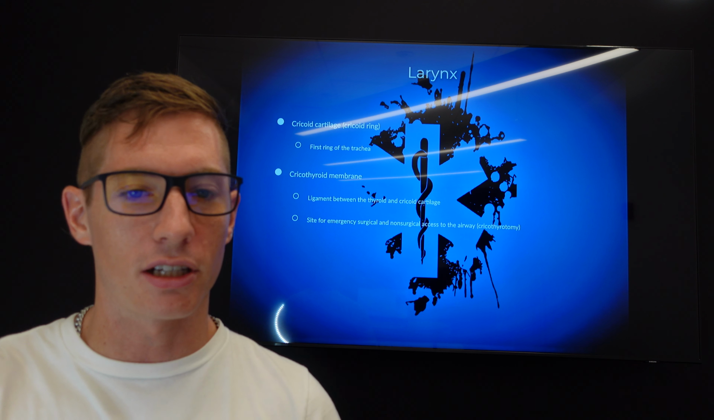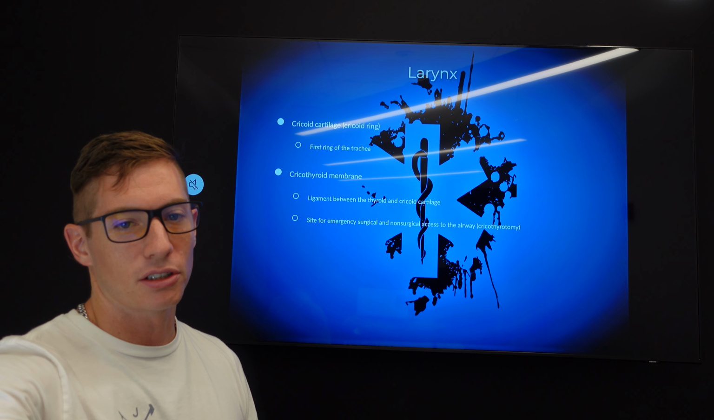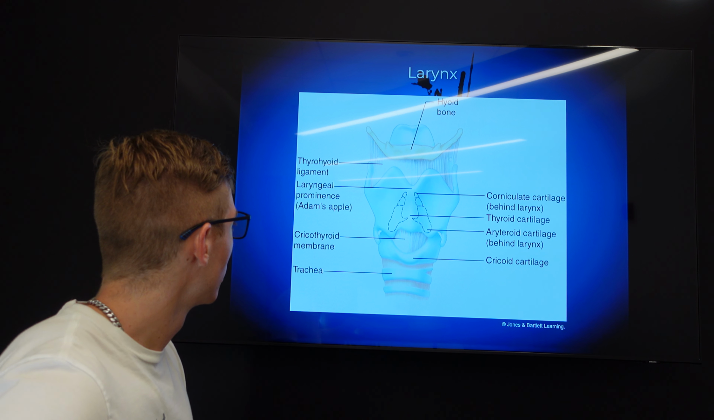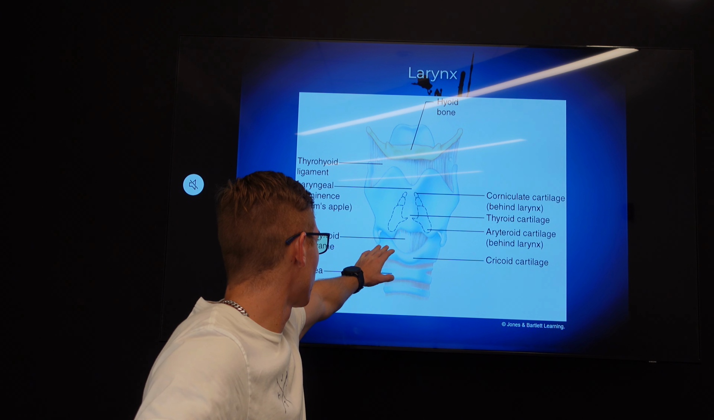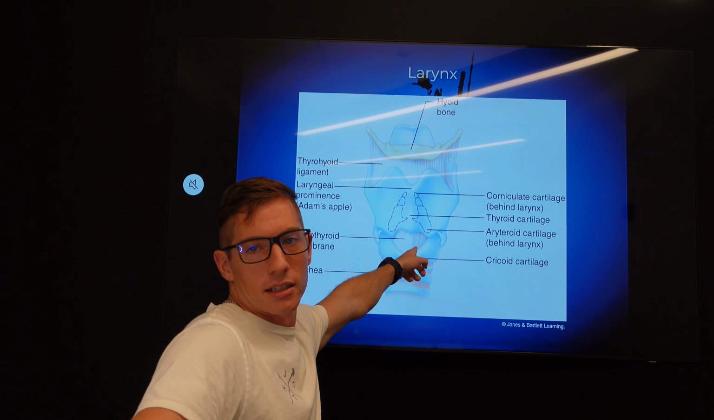So, what is our site for emergency surgical and non-surgical access to the airway? Cricothyroidotomy. What is the location? Between the thyroid and cricoid cartilage. Cricoid cartilage, thyroid cartilage, cricothyroid membrane, access.